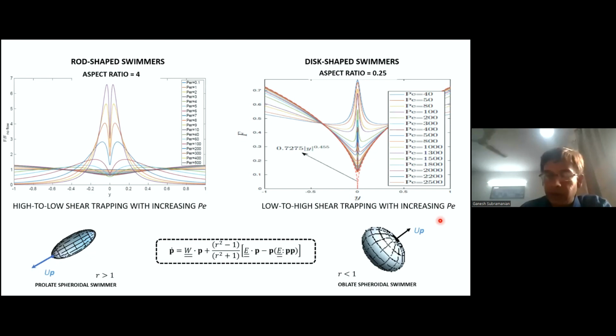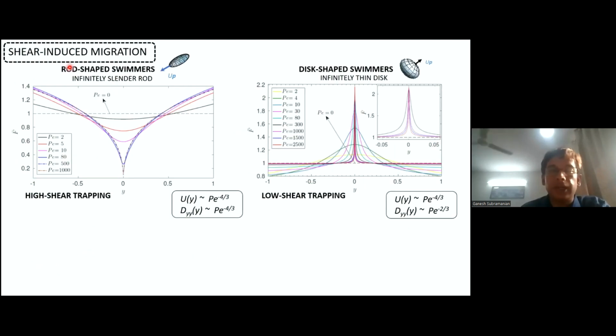Now, we went to what initially seemed like the simplest case, which is just to take the aspect ratio to be infinity. Because remember, the infinitely slender swimmers that we considered exhibited only high shear trapping for prolate spheroids. So it was natural to contrast the infinitely slender rod with the infinitely thin disk on the right. And you can see the scalings for the drift and the diffusivity that I've given here. Now there's one crucial difference. For the infinitely slender rod swimmer, the drift and the diffusivity scale as the same power of Peclet. But for the oblate spheroid, the disk, they don't.